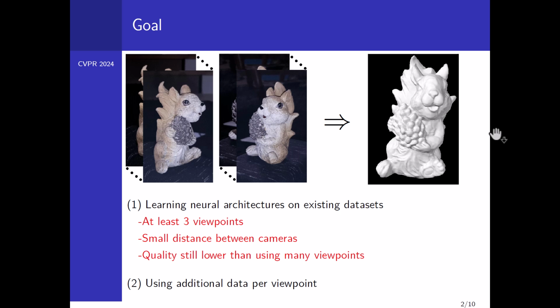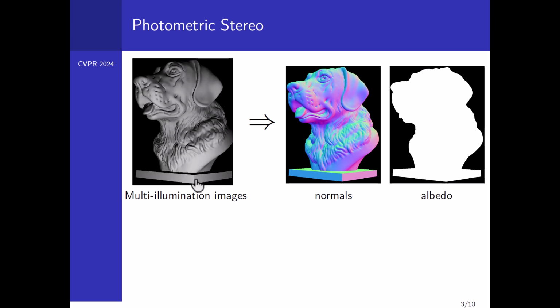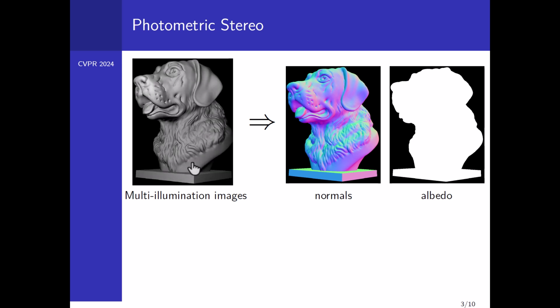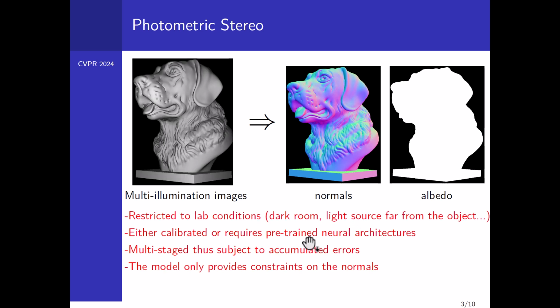In contrast, we make use of additional data per viewpoint, which consists of different images with different illuminations. This is referred to as photometric stereo. It's a classical approach that takes as input multiple images with different illumination and gives as output a normal map and the albedo, basically the color. In its original form, photometric stereo only considers single viewpoints, but there have been numerous extensions that handle multiple viewpoints. However, they are still facing many issues as described here in this slide.